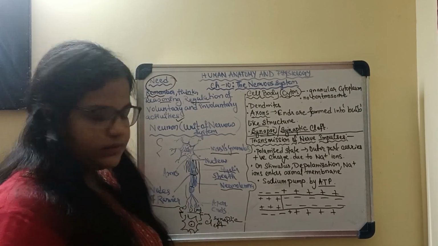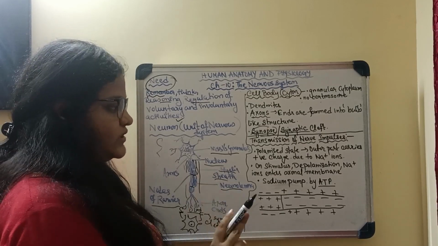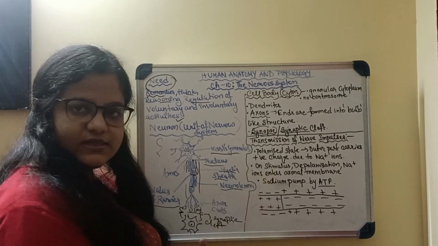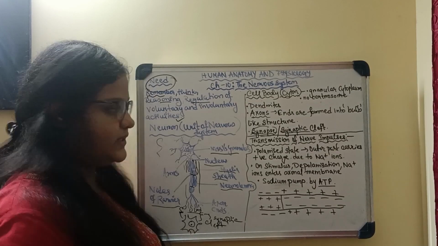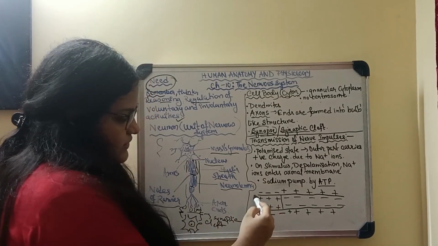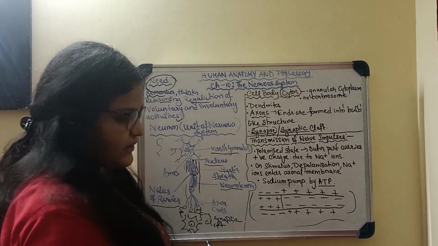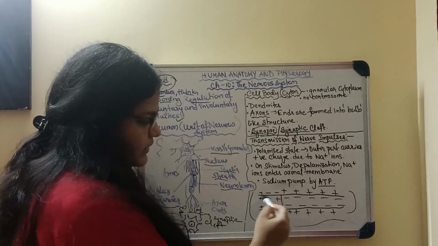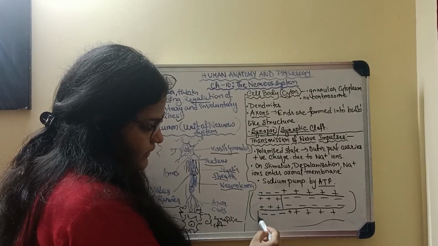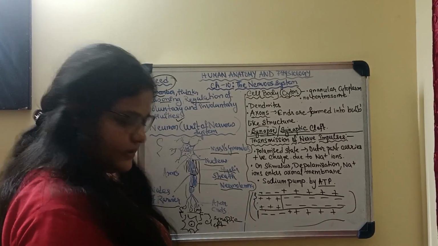Now, how does it occur? Let's see. First, there are two things we have to know, that is the polarized state and the depolarized state. Now, what is the polarized state? Look, suppose this structure is an axon, okay? So this is the outer membrane of the axon, this part, and this one is the axon's inner membrane, right?